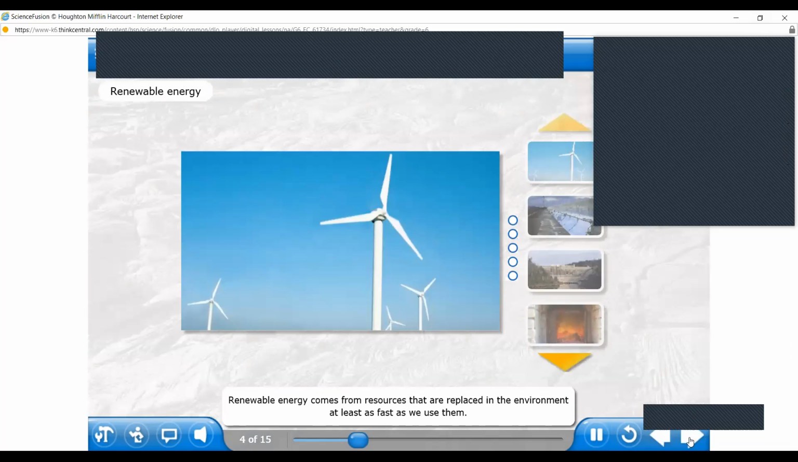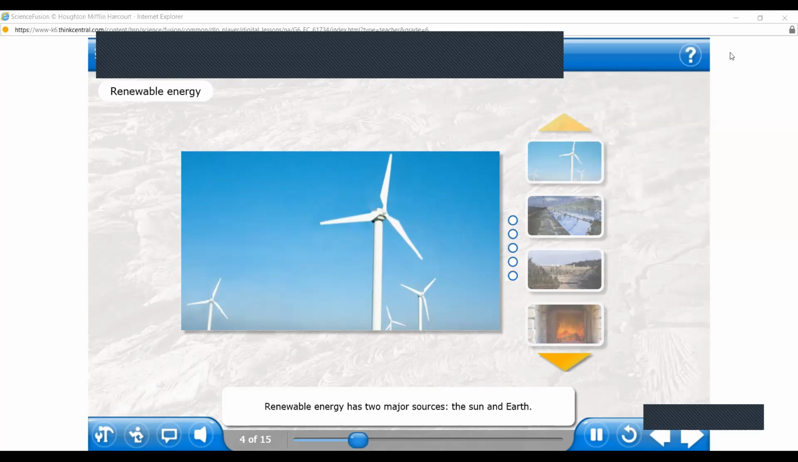Renewable energy comes from resources that are replaced in the environment at least as fast as we use them. Renewable energy has two major sources, the sun and earth. Any of the renewable energy resources we use originate as energy from the sun or earth. Click the images to see different types of renewable energy.